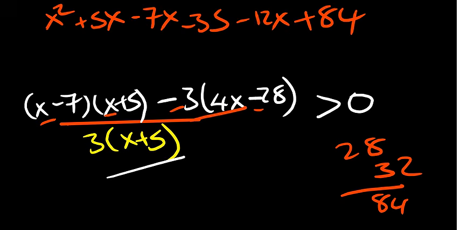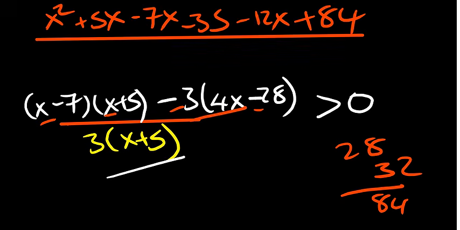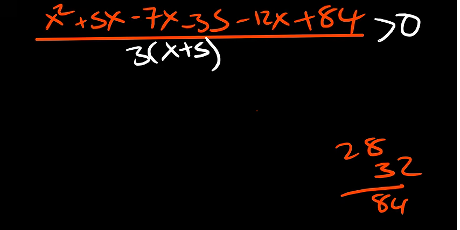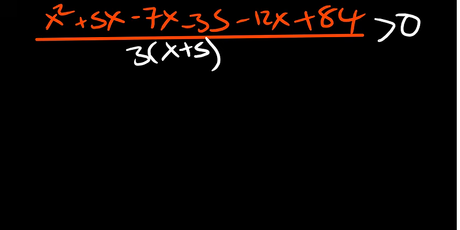So all that is supposed to be divided by what? We are dividing it by 3x plus 5. This should be greater than 0. Okay, so let's try to simplify it again. So we look at the like terms now. What like terms do we have?